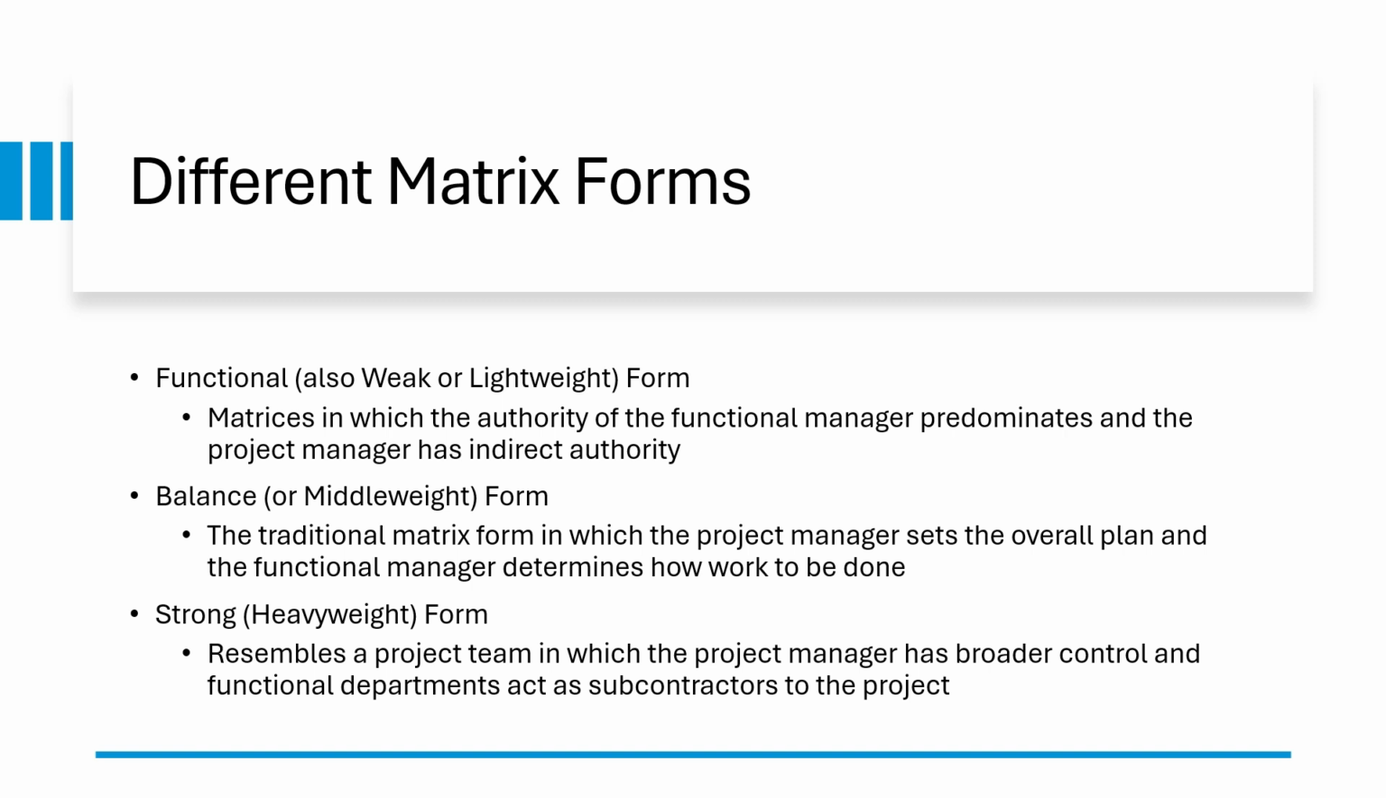Balanced matrix. This is the classic matrix in which the project manager is responsible for defining what needs to be accomplished, while the functional managers are concerned with how it will be accomplished. More specifically, the project manager establishes the overall plan for completing the project, integrates the contribution of the different disciplines, sets schedules, and monitors progress. Finally, strong matrix. This form attempts to create the feel of a project team within a matrix environment. The project manager controls most aspects of the project, including scope, trade-offs, and assignment of functional personnel.